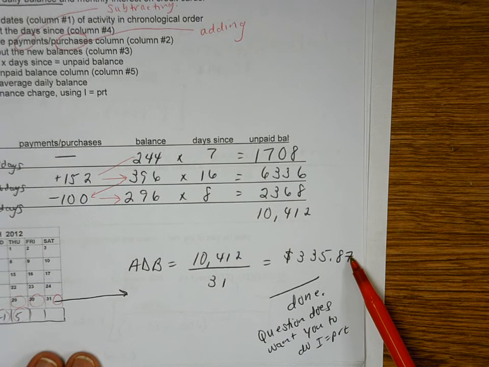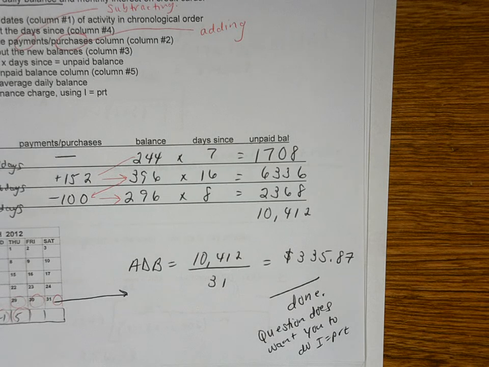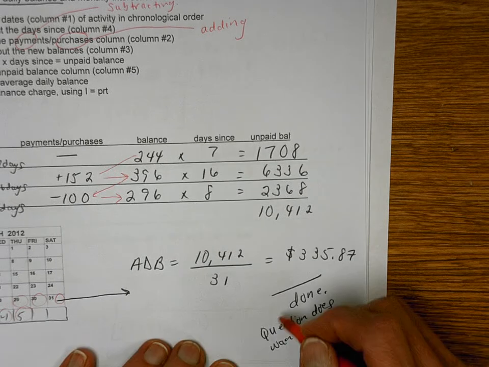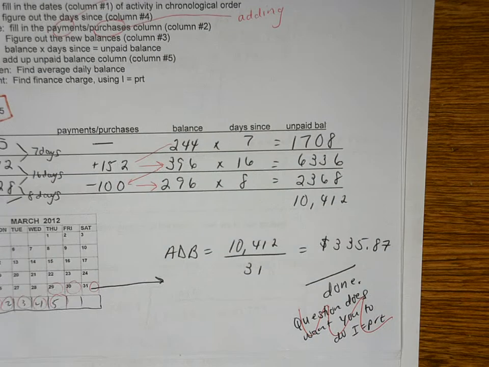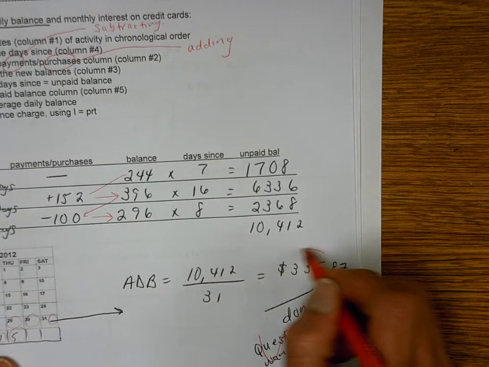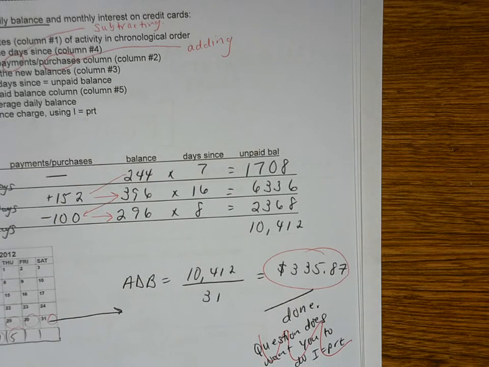Now let me just read the problem over again, because I've been concentrating on all the math part. Let's see here. Find the average daily balance. Oh, you know what? We don't even have to do this. I thought we had to do more. The book says just find your average daily balance. And we did. We are done.